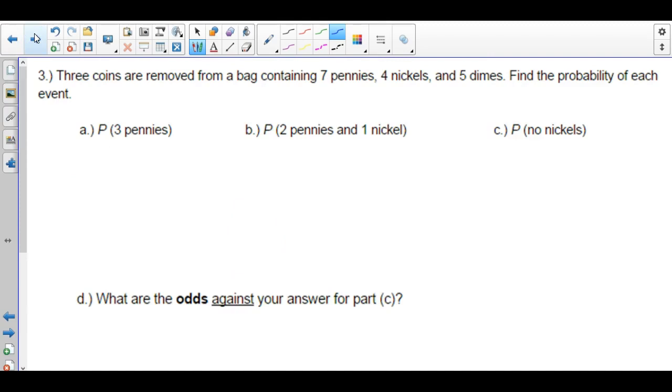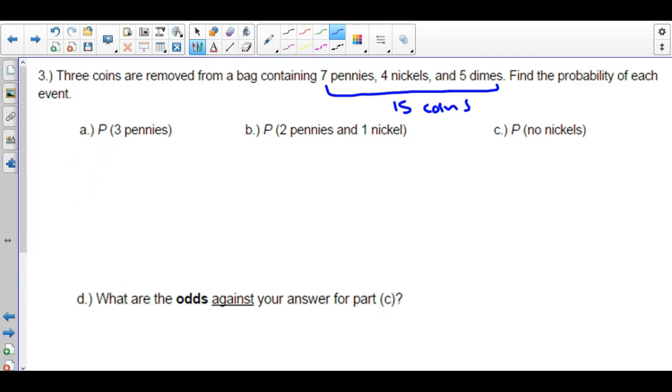So then what we'll do is go on to some probability. So 3 coins are removed from a bag, and that bag contains 15 total coins. So I'm going to make a note of that. And we want to know some probabilities here. So there's different ways that I can choose the 3 pennies, and the order is not going to matter, but there are different ways that can happen.